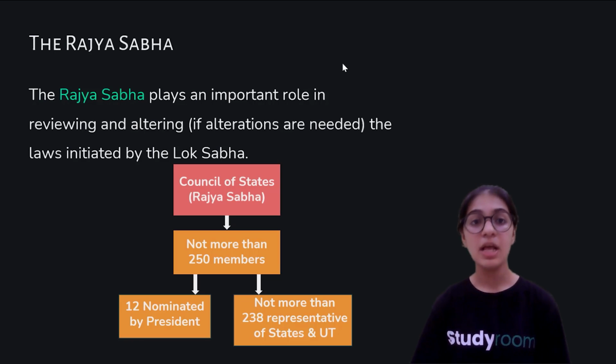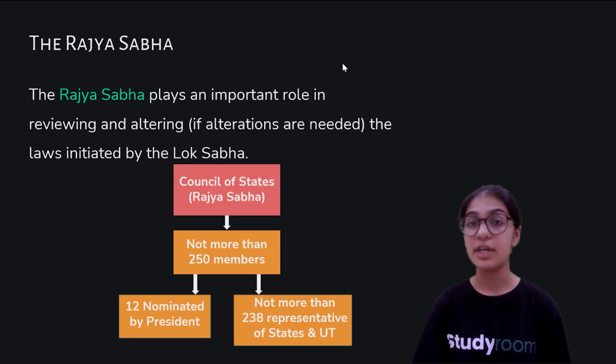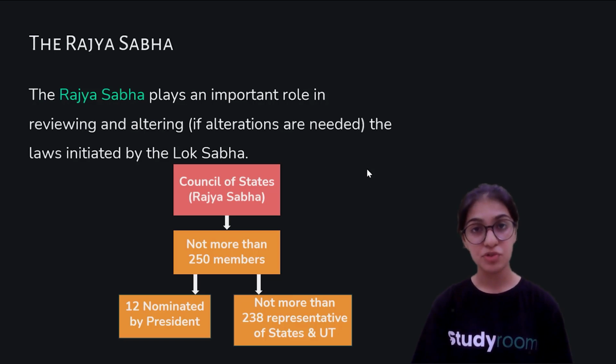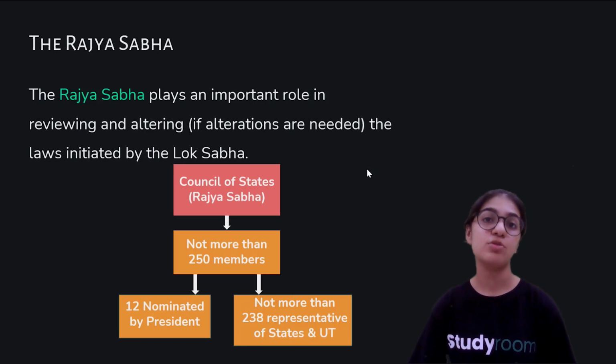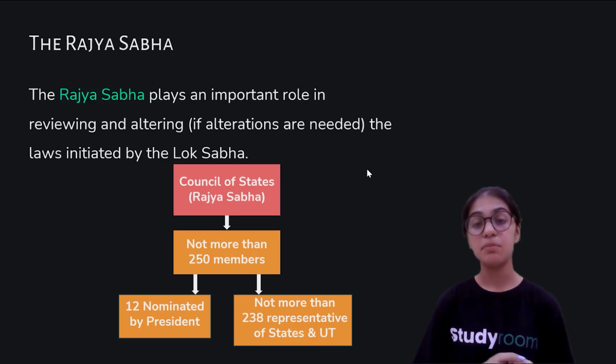the president follows. So that is why it is written that the Rajya Sabha plays an important role in reviewing and altering the laws initiated by the Lok Sabha. Any law that has been made, which is written on the bill by the Lok Sabha, is to be first passed in the Lok Sabha. Then the bill has to be passed in the Rajya Sabha. If it doesn't get passed in the Rajya Sabha, the bill won't become the law.